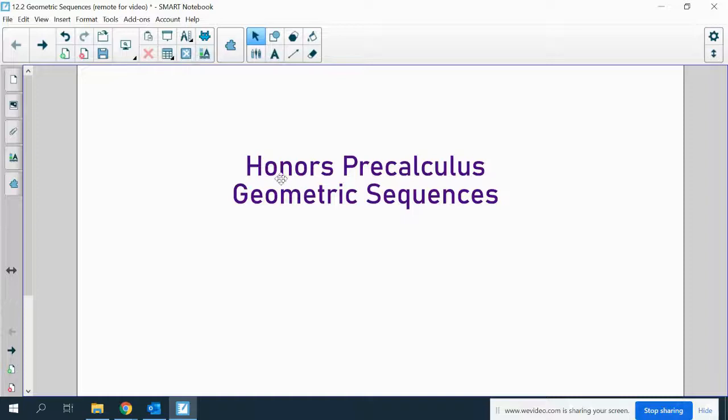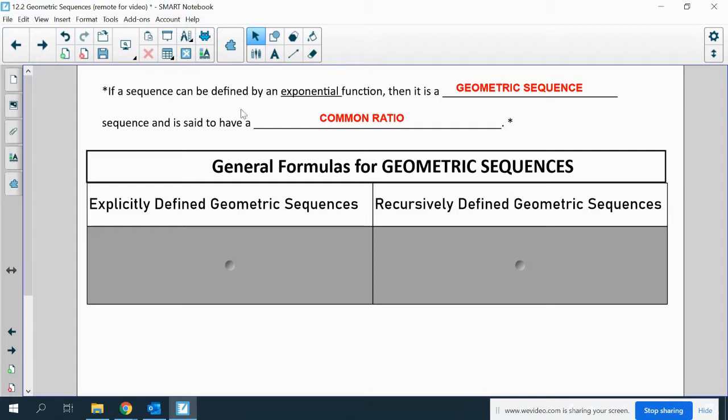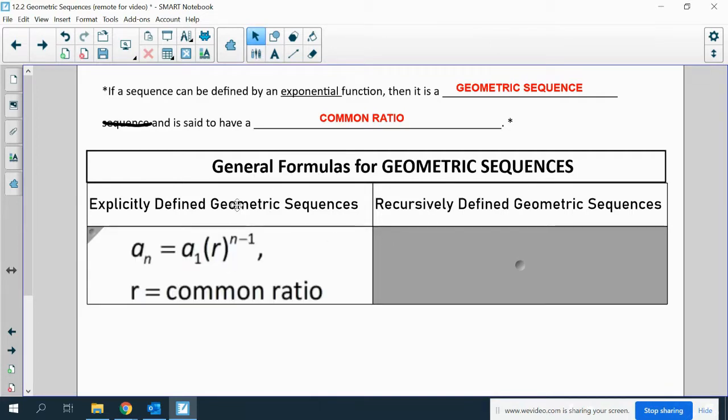The following video is about geometric sequences. If a sequence can be defined by an exponential function, then it's a geometric sequence, and it is said to have a common ratio. So let's talk about general formulas for geometric sequences.